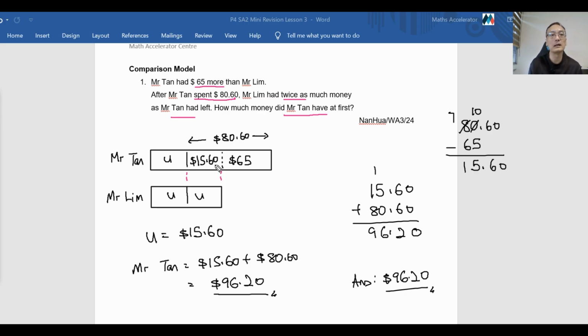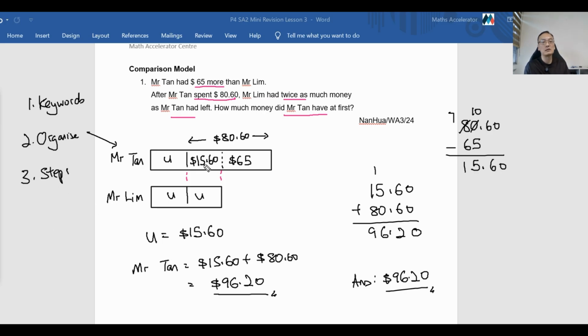Okay, so this model is how we translate the information from here, right? So let us summarize and recap what we have done. Okay, number one, we highlight the keywords. Okay, all these are the keywords. From here, we organize the keywords. And in this question, we organize the keywords in the form of a comparison model. And number 3, we carry out the steps. Okay, what are the steps that we have taken?